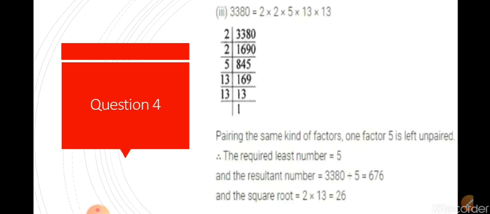So next again we will do question number 3. When we have done prime factorization of 3380, we have seen here we have got the pair of 2, then again 13, and 5 is left out. So here we have to see what number has to be divided. So 5 is extra here. Therefore we can say that pairing the same kind of factors, one factor 5 is left unpaired, the required least number. So 5 we will divide into this number 3380.